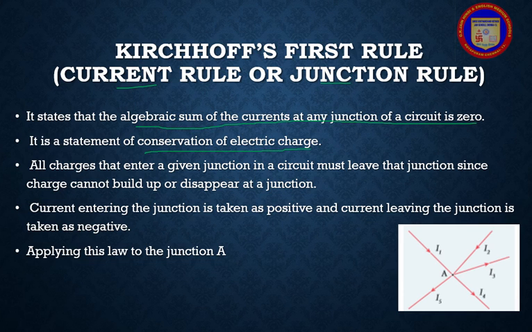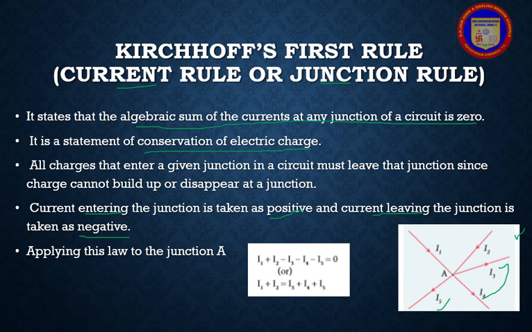All charges that enter a given junction in a circuit must leave that junction, since charge cannot build up or disappear at a junction. Current entering the junction is taken as positive and current leaving the junction is taken as negative. Applying the law to the junction point A shown in the diagram, the currents coming in are I1 and I2. The currents leaving the junction point are I3, I4 and I5. So you have I1 + I2 − I3 − I4 − I5 = 0. Taking all the negative terms to the other side, you will get I1 + I2 = I3 + I4 + I5.